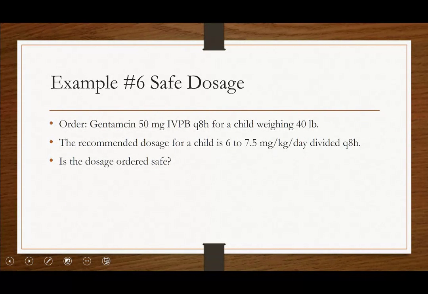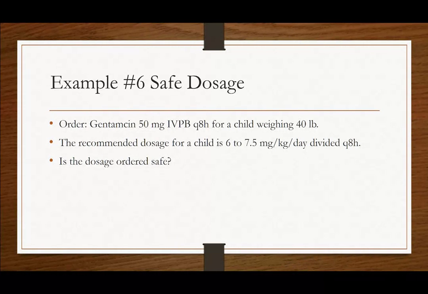So here's our last example on safe dosages. We're asked to give an order of gentamicin 50 milligrams intravenously every 8 hours for a child weighing 40 pounds. The recommended dosage for a child is 6 to 7.5 milligrams per kilogram each day, and we're dividing this quarterly into 8-hour segments. So we're asked basically, is this dosage safe?